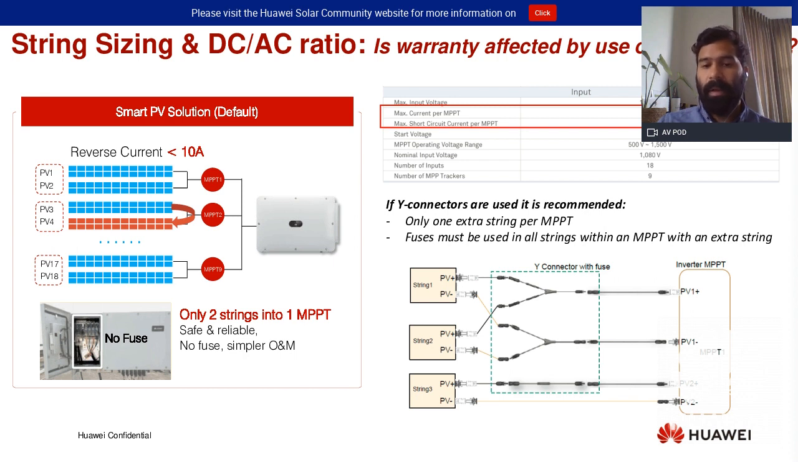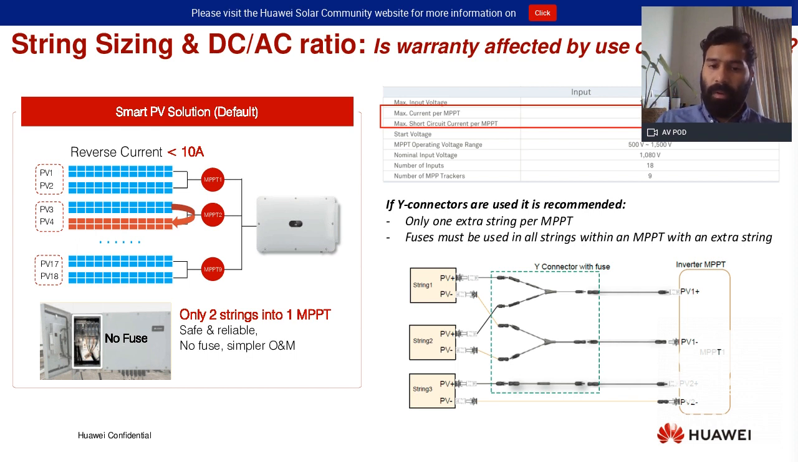string per MPPT. And also, if you don't want to use Y connectors in all of the MPPTs, you can also, for example, if you have 18 inputs by default, only add 2 extra strings in MPPT1 and MPPT2, and that's it.